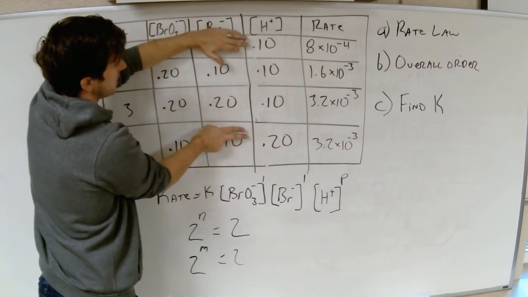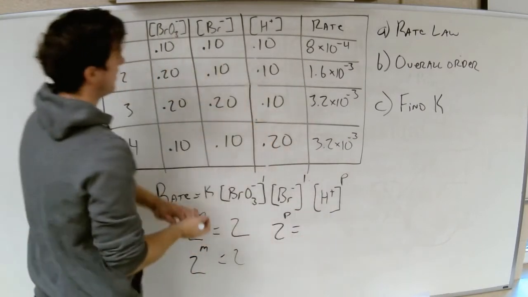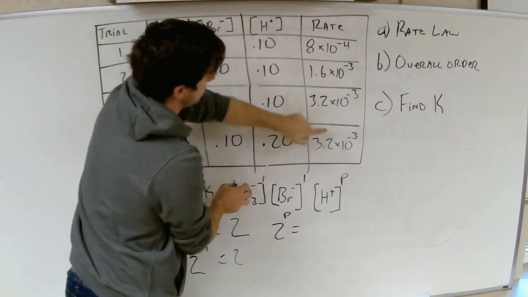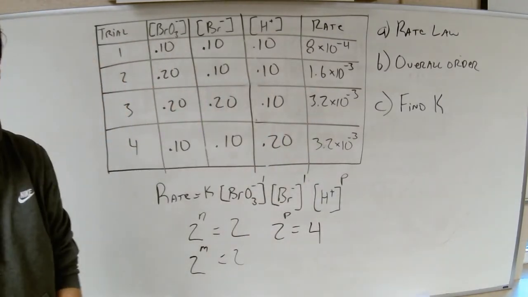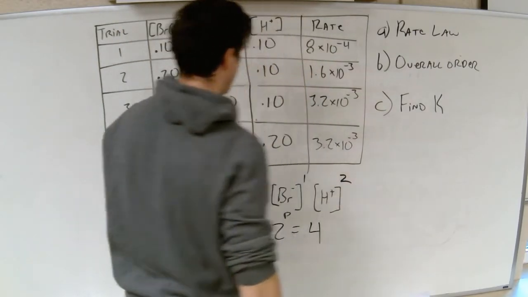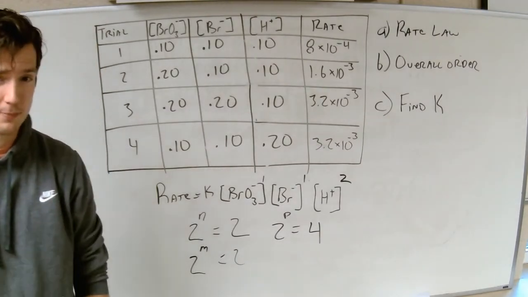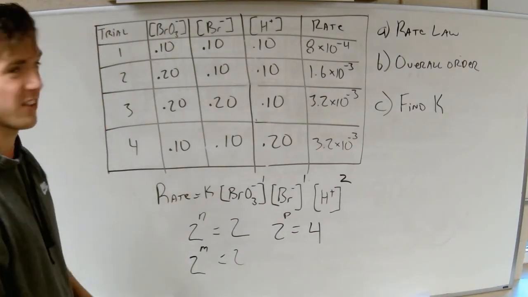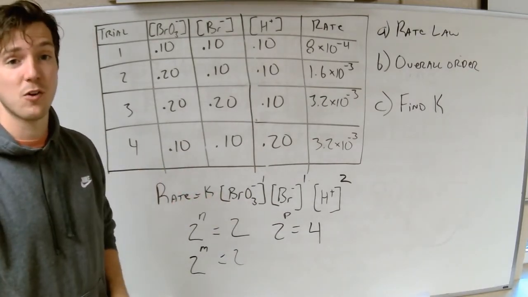So if we're looking at hydrogen, it looks like it doubled. I'll put a P to the top there. And in trial 1 and 4, while the concentration doubled, the rate looks like it quadrupled. Okay, it increased by a factor of 4. So that means with respect to H, it is second order. Okay, you will never see a reaction that's fourth order. This is theoretical. It's just too much going on to affect the rate. There's a lot more factors going on with real reactions. So this is purely theoretical, but still works.